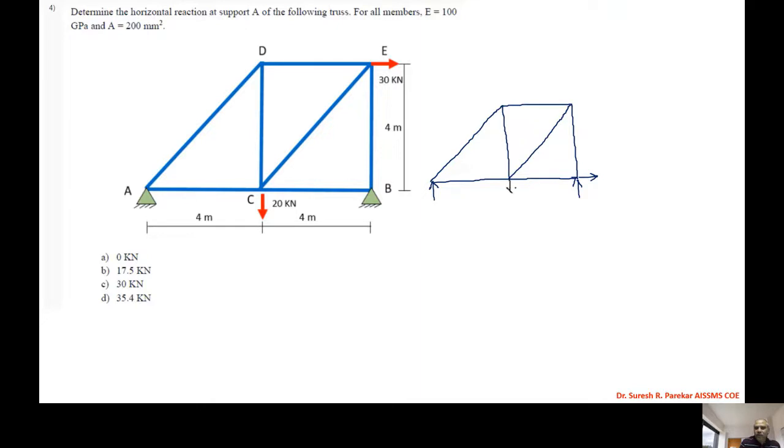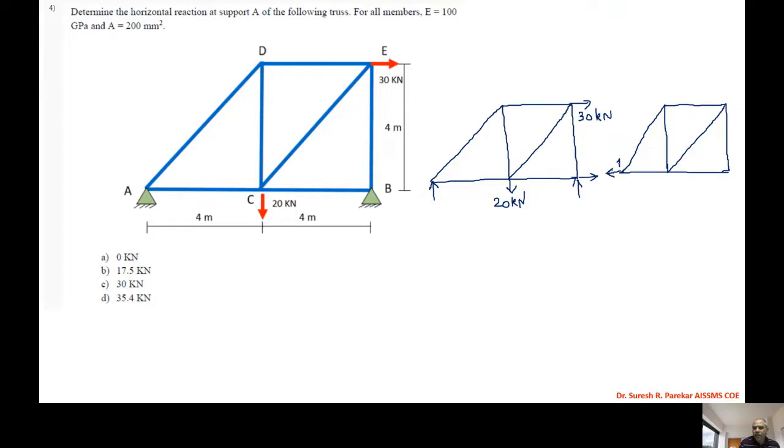So here we have 20 kilonewton. Here we have 30 kilonewton. We have to consider the horizontal reaction over there. So we will consider that, and then we will find the K forces. So we are in this fashion. So we have 1 over here.